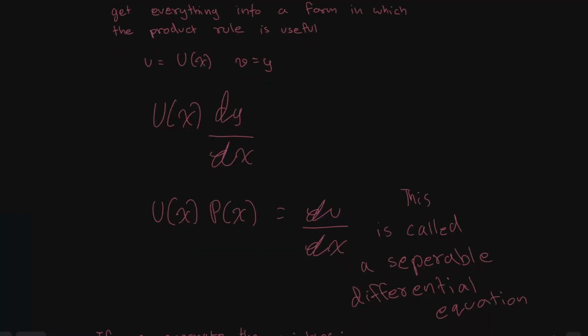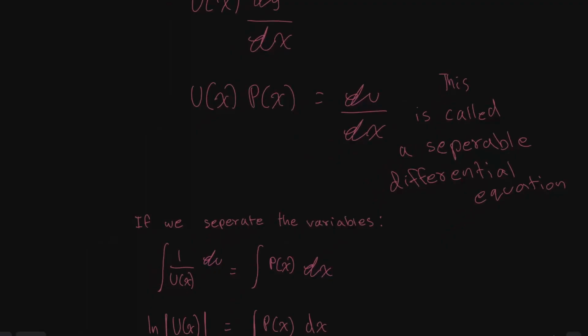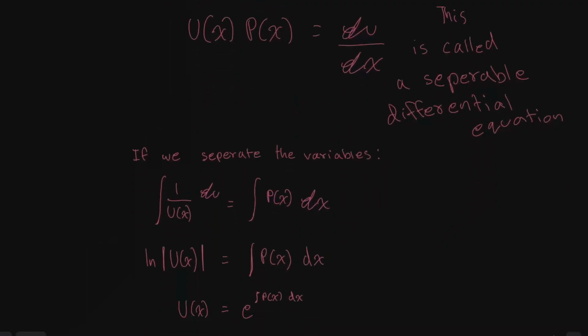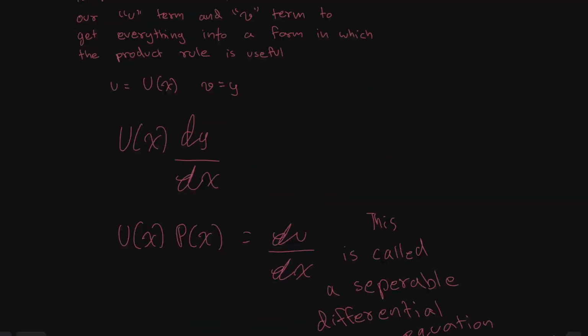Okay, so yeah, this is called a separable differential equation. So now we separate the variables so that we can solve for u of x. So over here we integrate. That's why we have to equate u of x p of x to du by dx. And just in case you're a little confused, we said v is equal to y already, right?